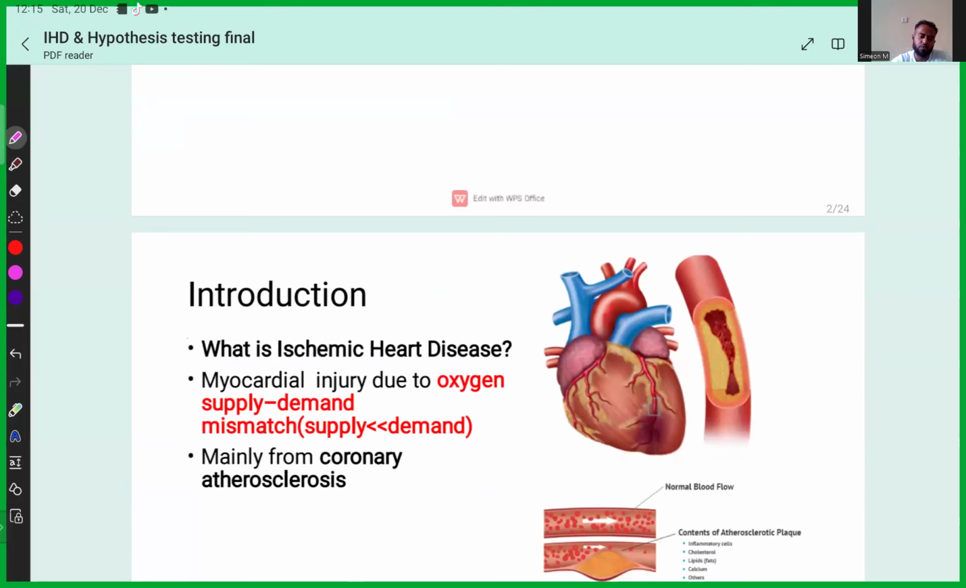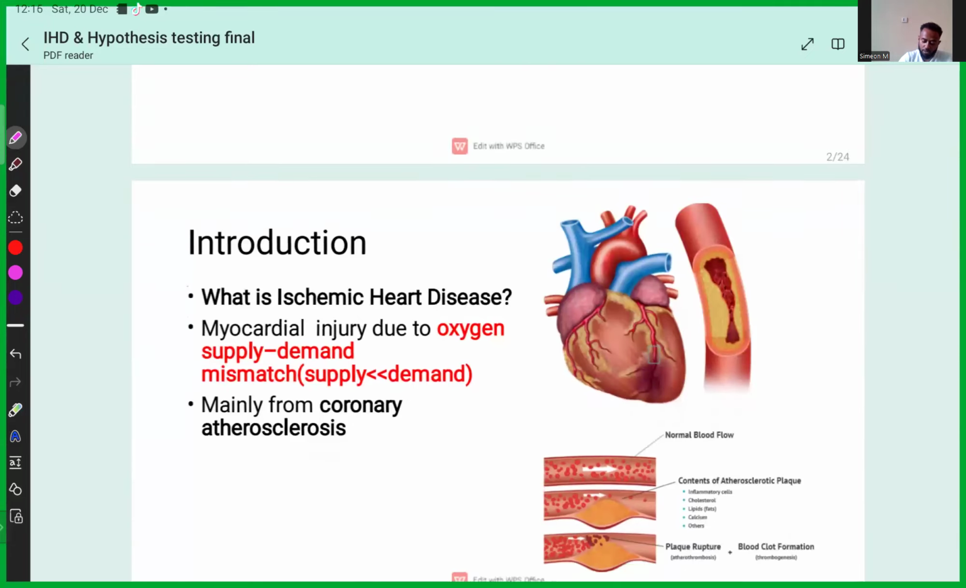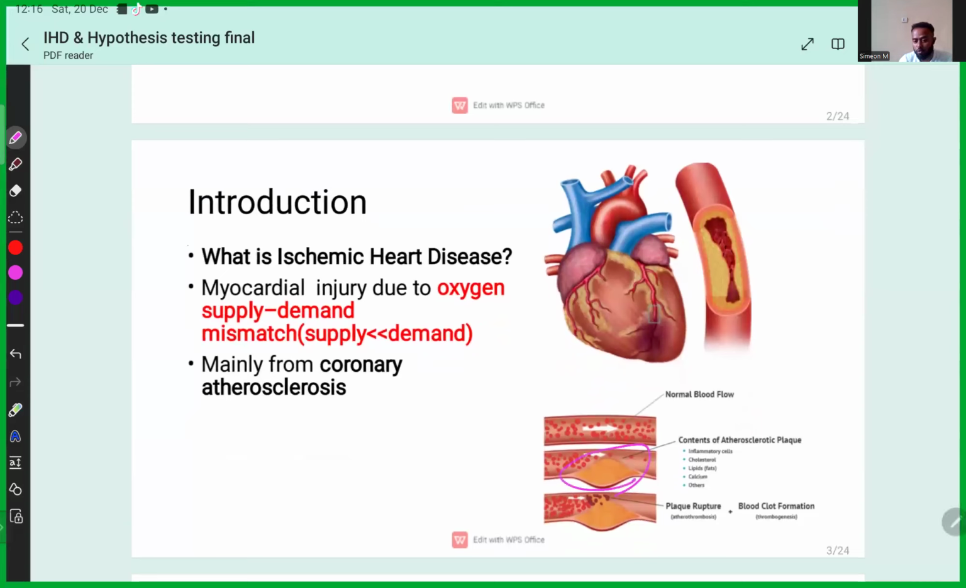Ischemic heart disease refers to myocardial injury due to occlusion of coronary arteries, resulting in myocardial oxygen supply-demand mismatch. This is mainly from coronary artery atherosclerosis, resulting from build-up of atheromas within the vascular lumen, which results in narrowing and progressive decrease in blood supply. So the heart cannot meet its metabolic demands.